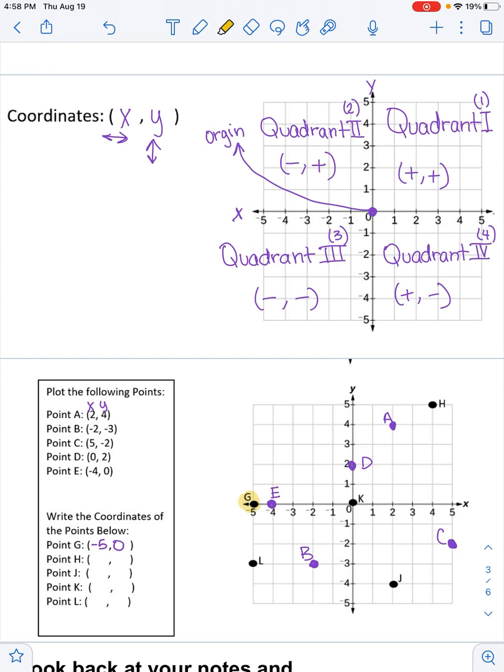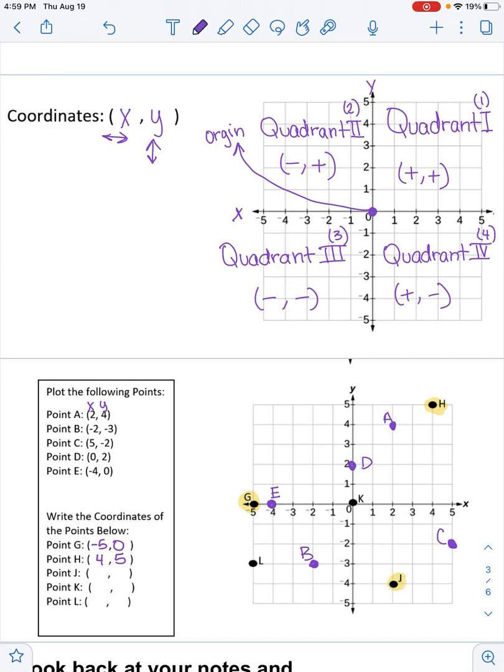Looking at point H, it is up here at the top. I went to the +4 and I went up 5 because it's in quadrant 1. They should both be positive. So again, I went over 4 and up 5.